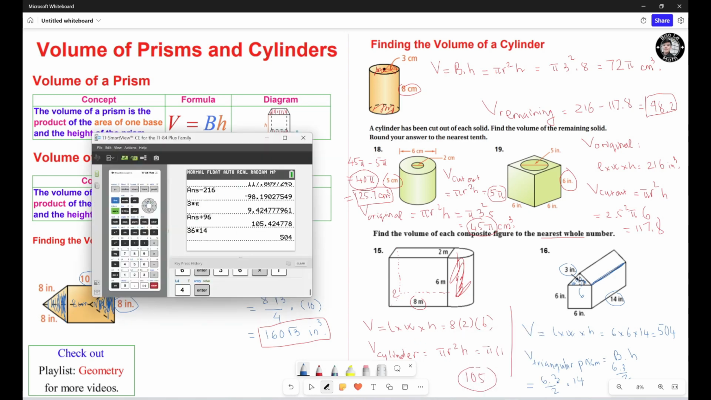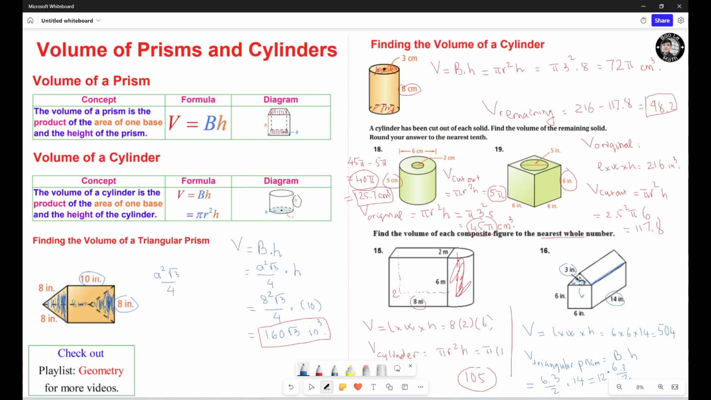Now 6 times 3 equals 18. 18 divided by 2 is going to be 9. 9 times 14 should be 126. So this guy should be 126. Now the last one, you need to add 126 over here. Add them up. The answer should be 630.